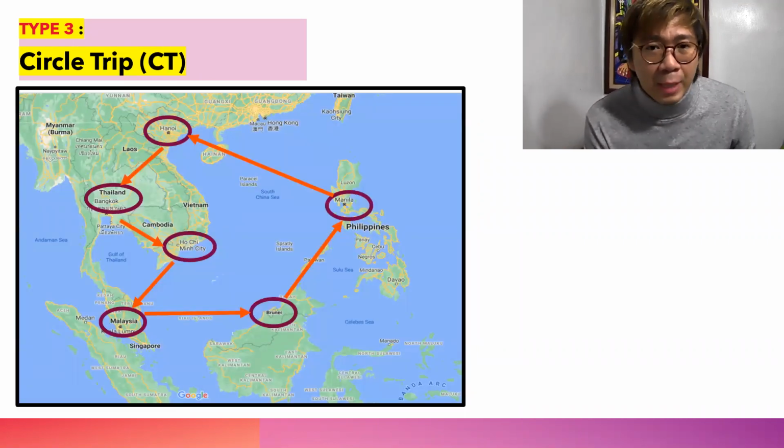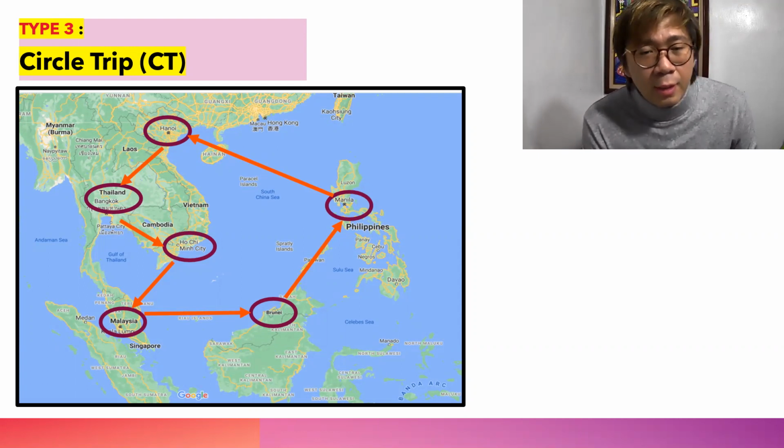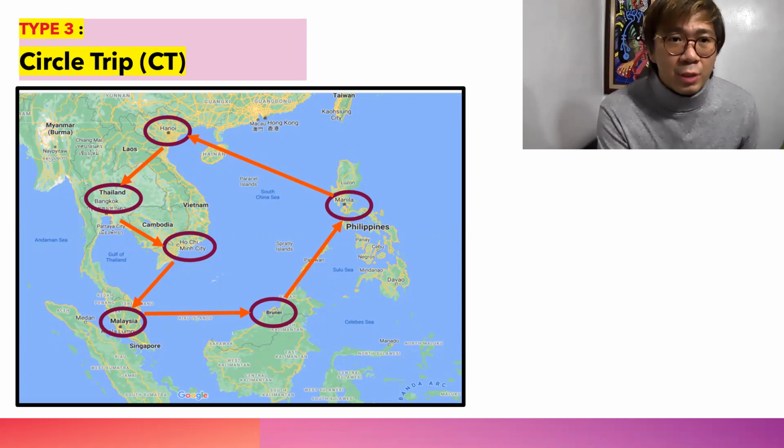So, it's a map natin, no? So, my journey would emanate from Manila. Manila going to Hanoi. And then from Hanoi, Bangkok. And then from Bangkok to Ho Chi Minh City, Saigon. And then from Saigon, Ho Chi Minh City going to Kuala Lumpur. And Kuala Lumpur going to Brunei. And from Brunei, I go back again to Manila. So that is one sample of a circle trip.